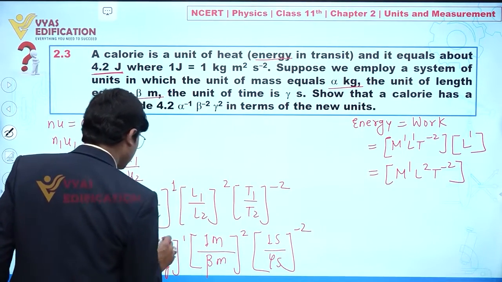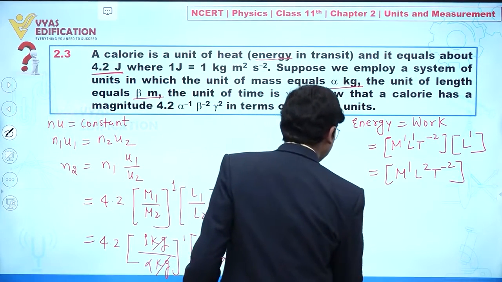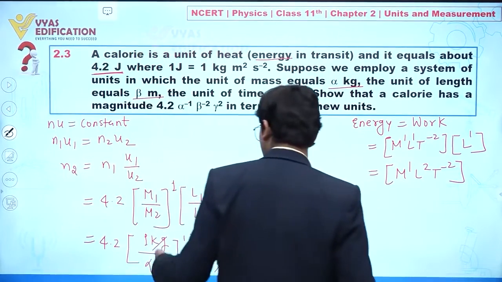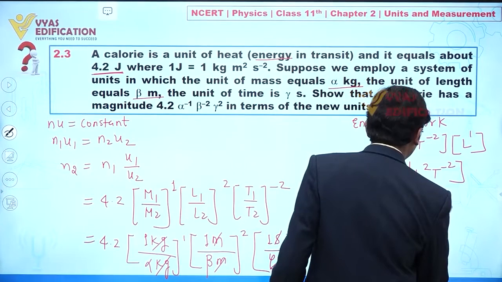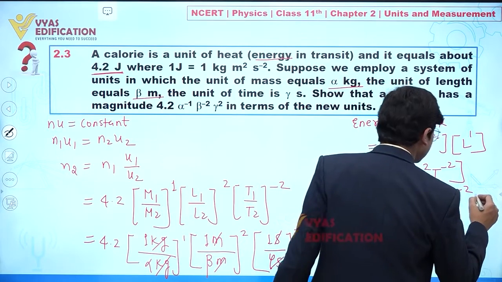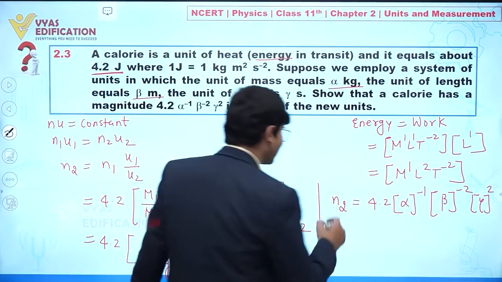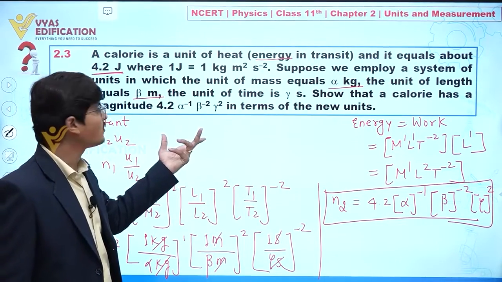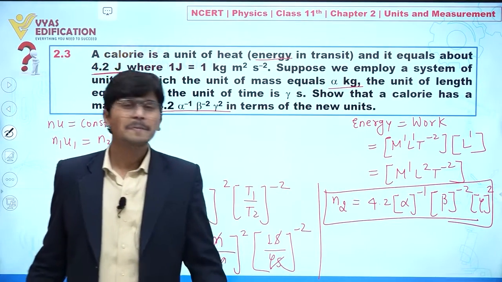Now from here this one cancels out, this one also cancels out. So what is the magnitude of this calorie in the new system of units? It is given by N2 equal to 4.2 alpha power minus 1, beta power minus 2, gamma power 2. This is the value of the magnitude. We have to show that relation only, that a calorie has this magnitude. So this is all about this question.